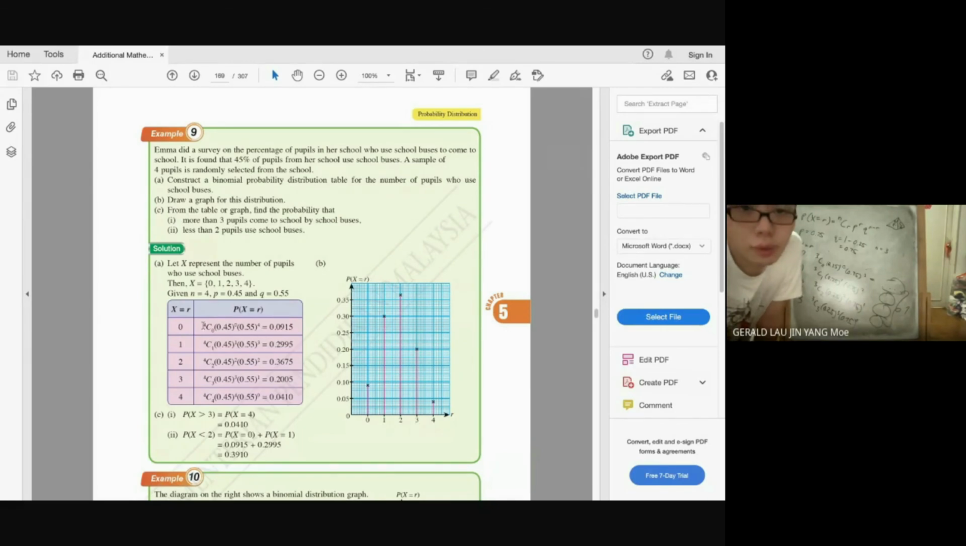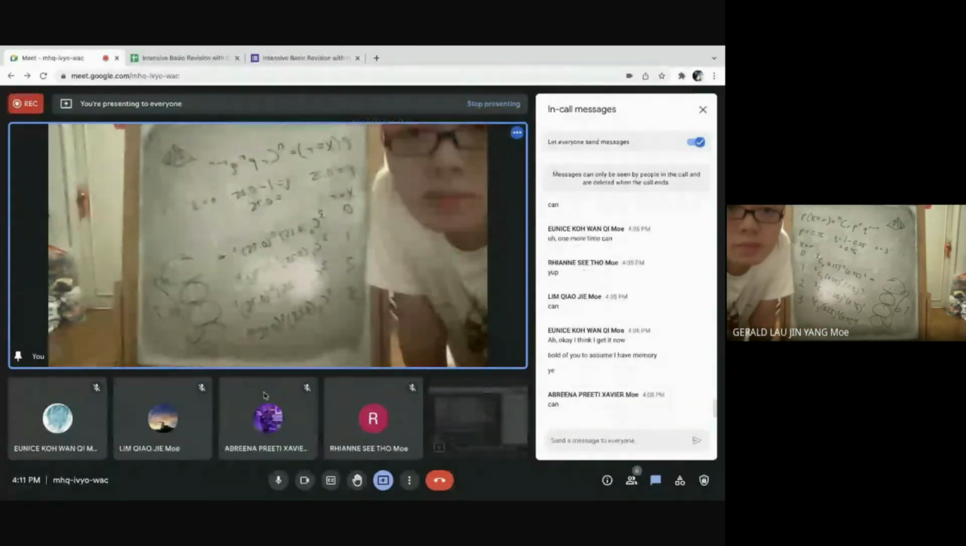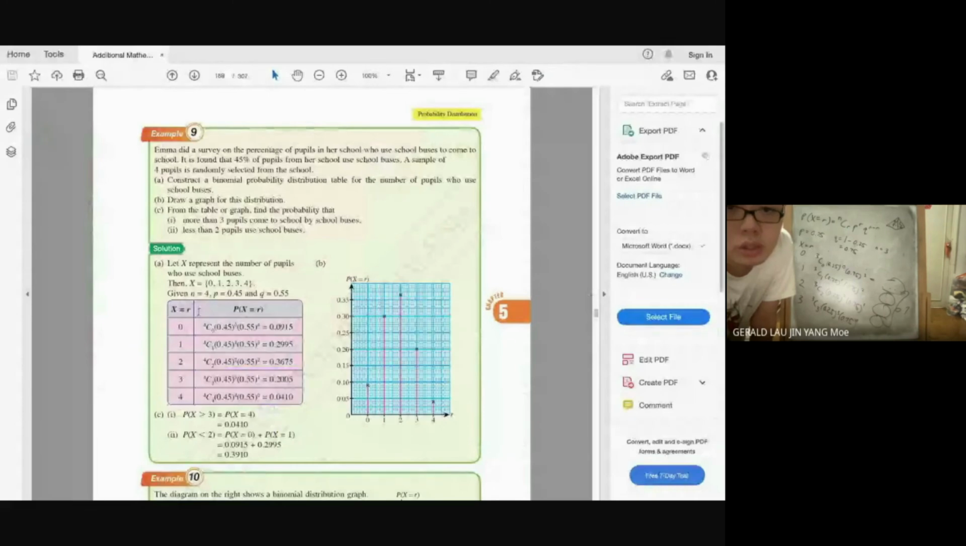Use this formula to calculate the probability, and then all of this total will become 1. Then you draw the graph. When 0 students, the probability is like this; 1 student like this, 2 students like this, 3 students like this, 4 students like this. So from the graph, you know, out of these 4 pupils, the probability of 2 pupils taking school buses is the highest, and the lowest is the probability of all the 4 students taking the school buses. Can you understand?